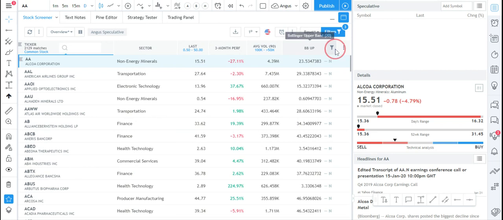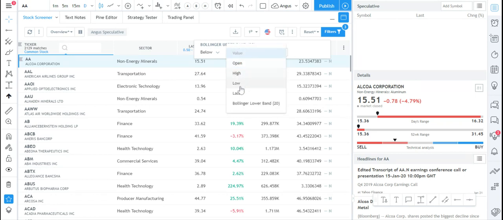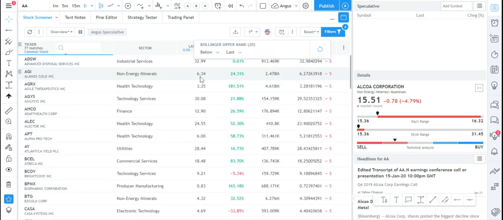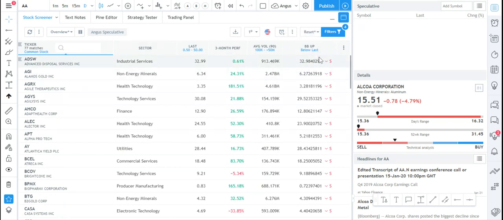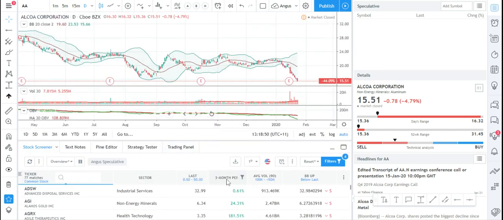This is a really cool thing. With the Bollinger upper band, I actually want that upper band to be below the last price, because that basically says only show me the stocks where something unusual has happened. And that gives me 77 matches. If we shrink this back down, what I then want to do is sort by 3-month performance. I'm not actually finished filtering yet, but I just want to show you.